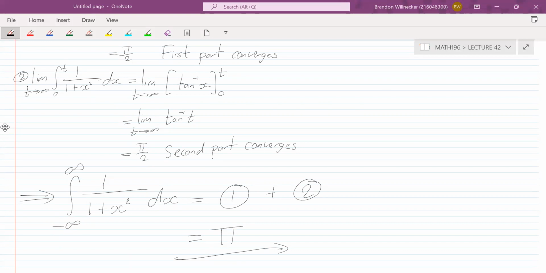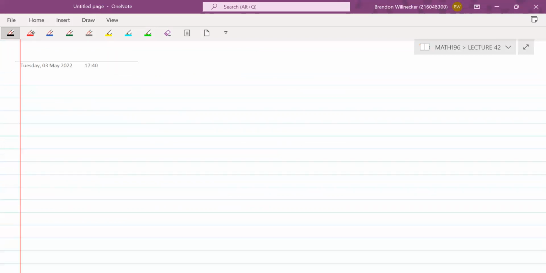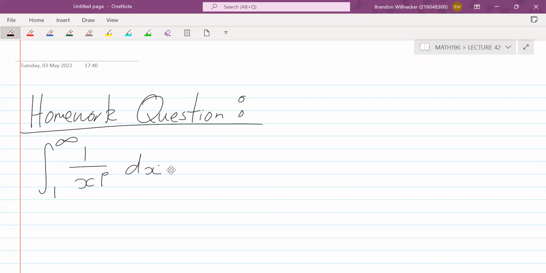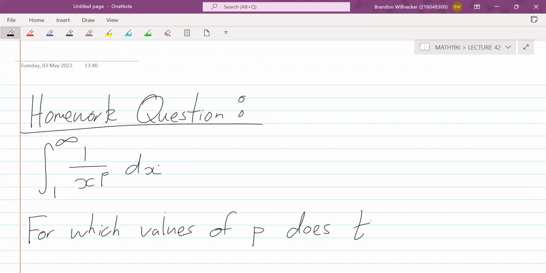Okay, before we go, let's take a look at the homework questions, or just homework question. It's just one today. So homework question. We have the integral from 1 to infinity. Okay, so we know what that means now. 1 over x to the p, where p is some number. The question is, for which values of p does this integral converge?